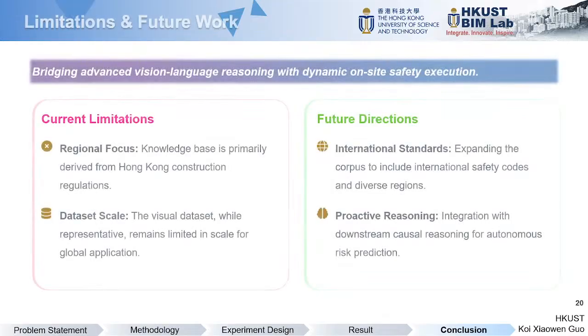But our method still has some limitations. For example, we only focus on the Hong Kong regulations now, and our dataset scale is relatively small. So in our future directions, we will expand our regulations to international standards, and also we would like to integrate causal reasoning for automatic risk prediction.